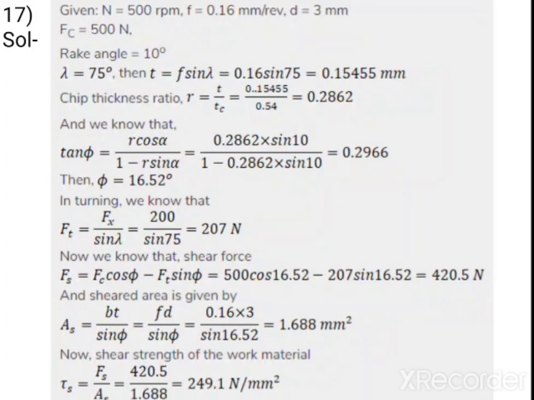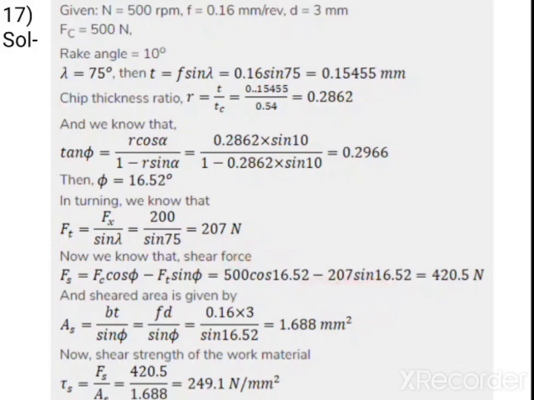Then we know the shear force Fs, that is the relationship we are again going to use. Fs is equal to Fc cos phi minus Ft sin phi. Okay, just put all the values. Fc is 500, phi angle I already calculated 16.52, and the turning force Ft is Fx by sin lambda, 207, into sine of phi, you will get Fs, the shear force.